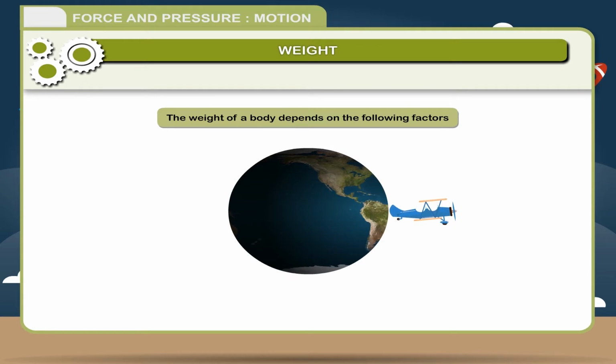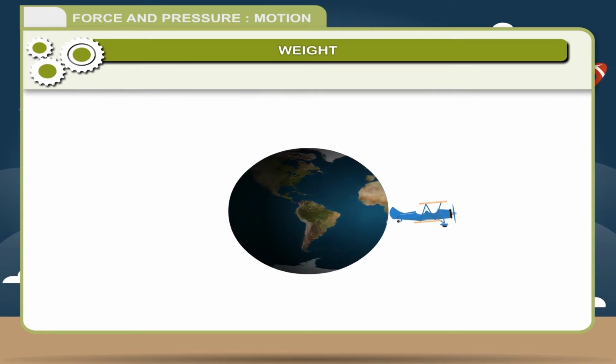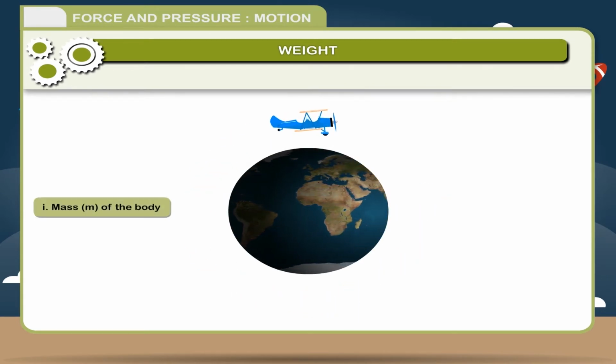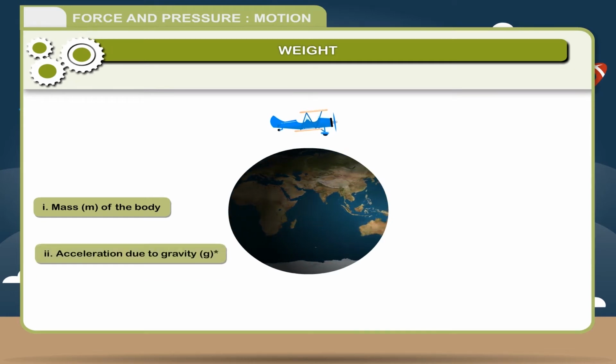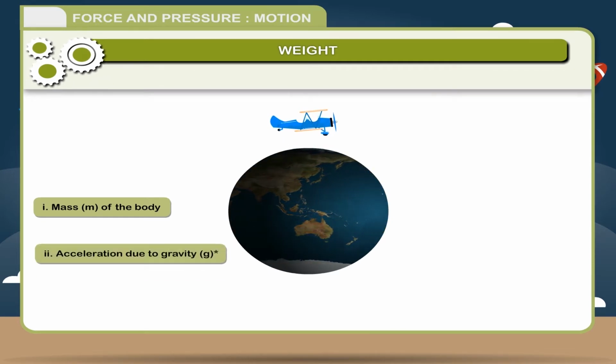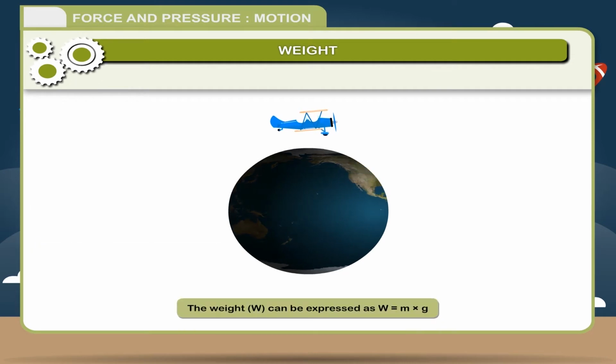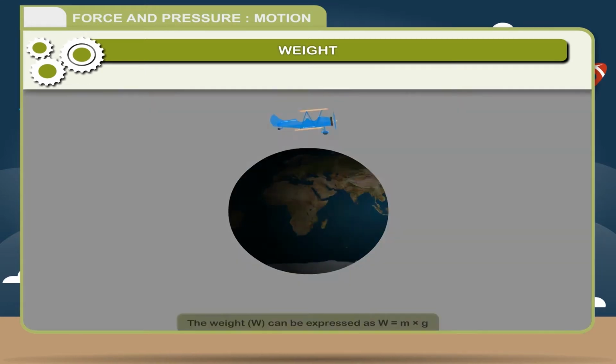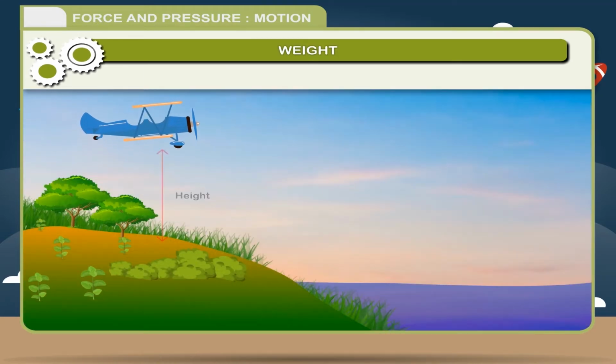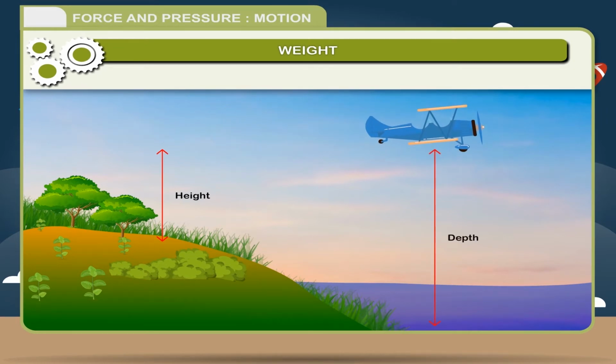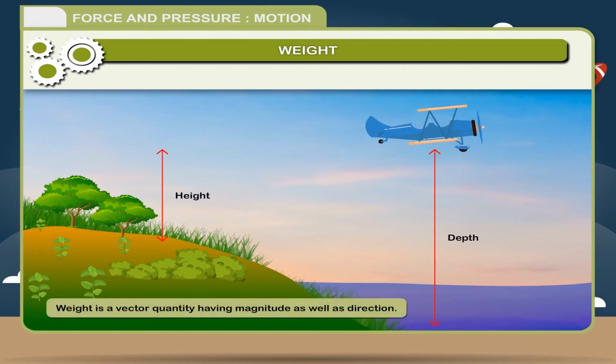The weight of a body depends on the following factors. 1. Mass m of the body. 2. Acceleration due to gravity g. The weight w can be expressed as w is equal to m into g. As the value of acceleration due to gravity varies from place to place, the weight of a body also differs. Weight is a vector quantity having magnitude as well as direction.